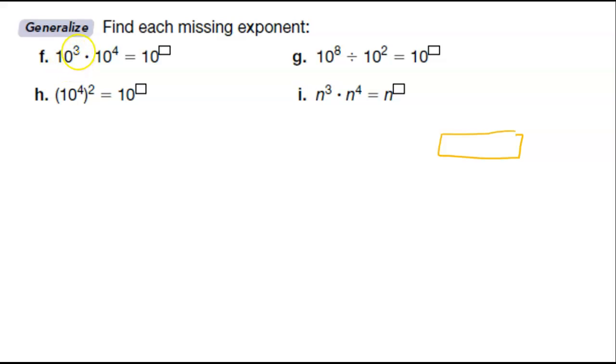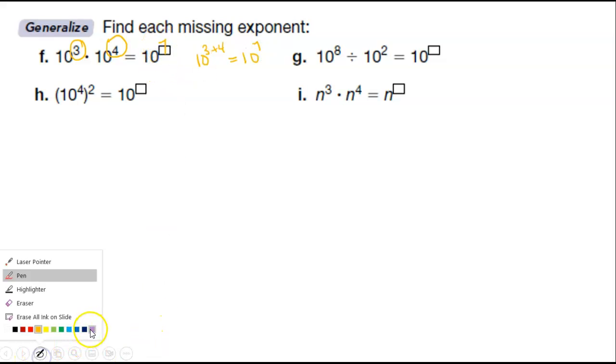Okay, so it says 10 to the third times 10 to the fourth is equal to 10 to the what? So I'm going to add this plus this because I'm multiplying. So we have 10 to the 3 plus 4, which is equal to 10 to the 7th. So that's what I would put in this little box. I'm going to change colors.